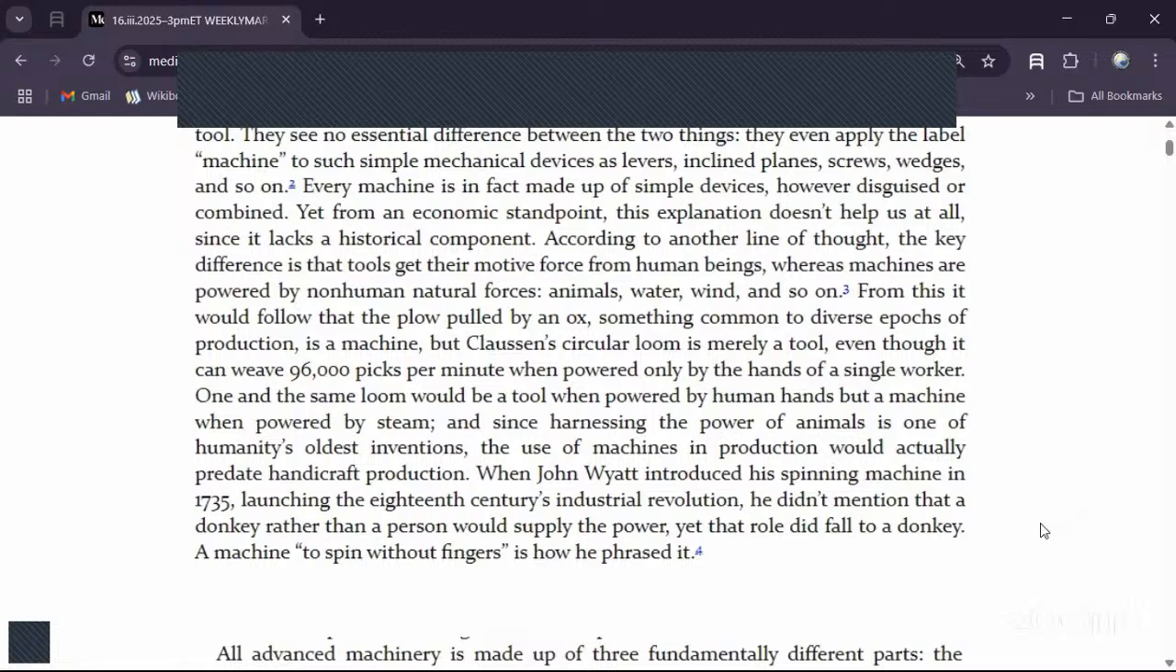When John Wyatt introduced his spinning machine in 1735, launching the 18th century's Industrial Revolution, he didn't mention that a donkey rather than a person would supply the power, yet that role did fall to a donkey. A machine to spin without fingers is how he phrased it.